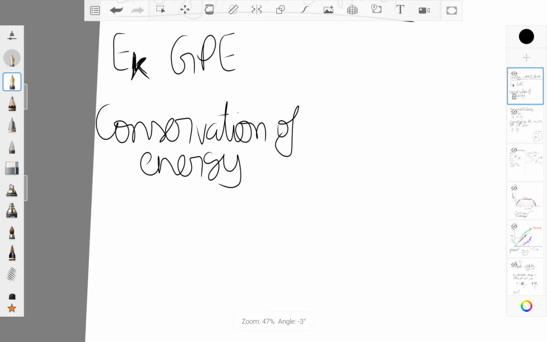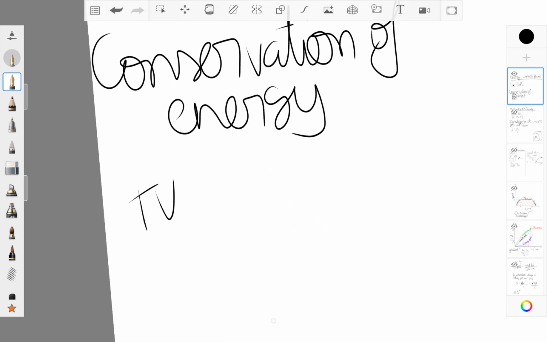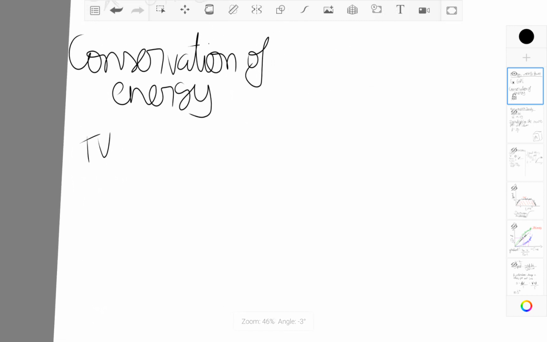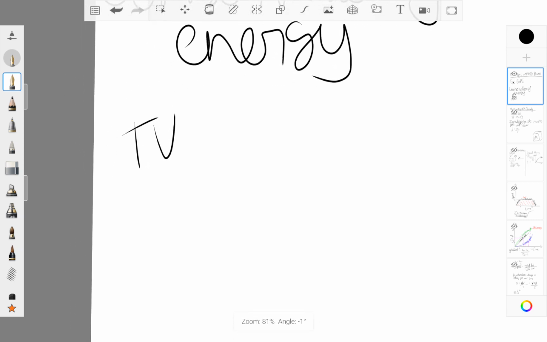So for example, a TV converts electrical energy to light and sound, and it produces some thermal energy. You should be able to do things like this for some other examples as well. Now we'll be looking at electrical energy and gravitational potential energy more in detail. But before that, we should look at Sankey diagrams.